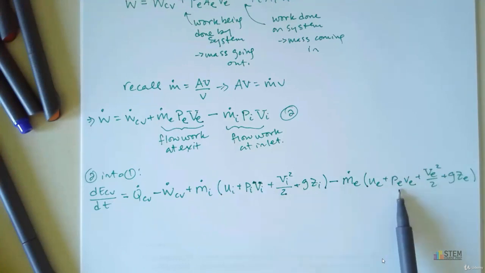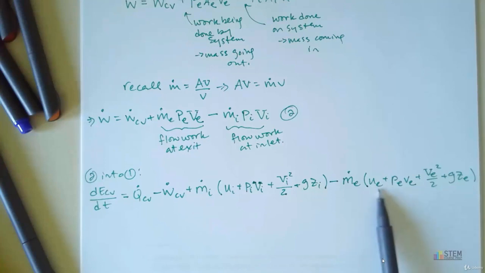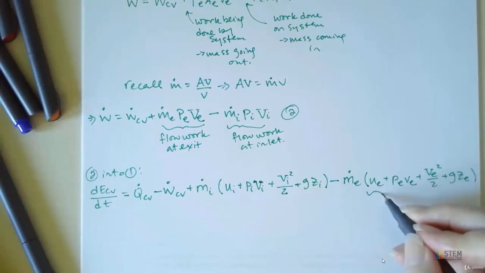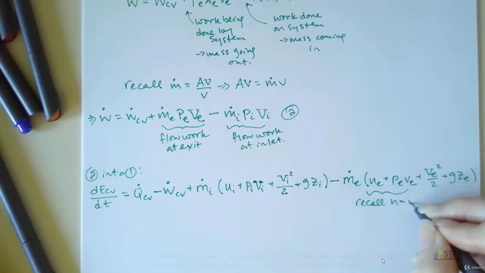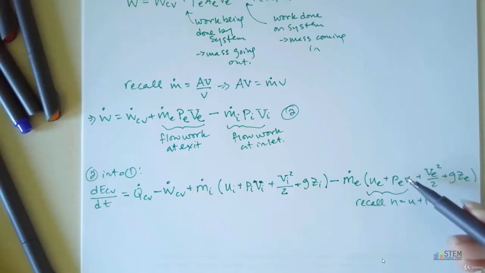Let's look over at this one. Here we've got U plus P times little v. If you remember, this was enthalpy, right? H was U plus P times V. That's what we've got here. So let's replace this with enthalpy. Okay, that'll be a lot easier.